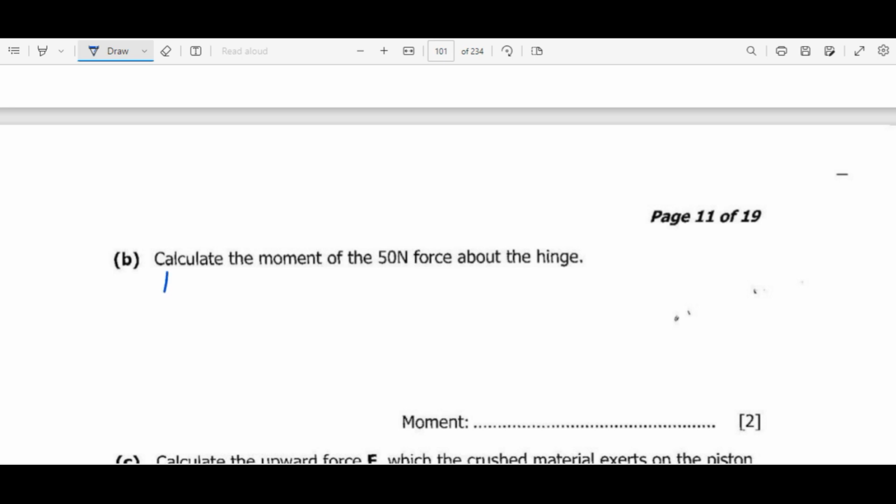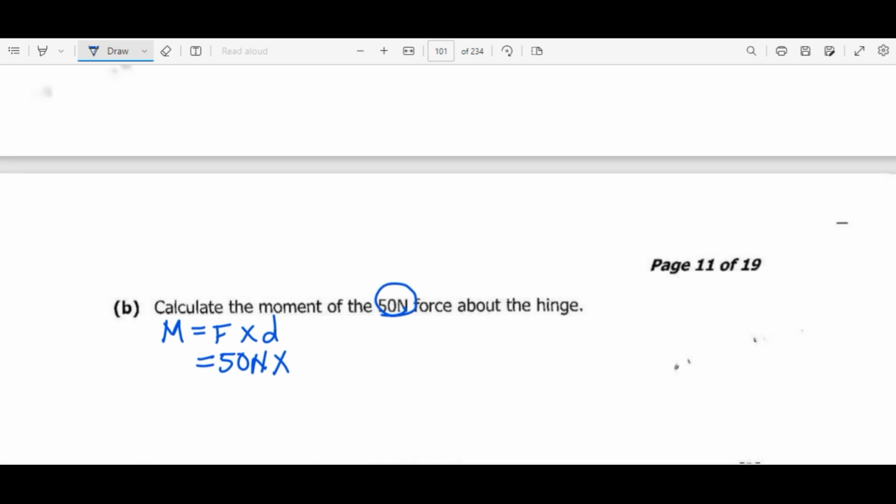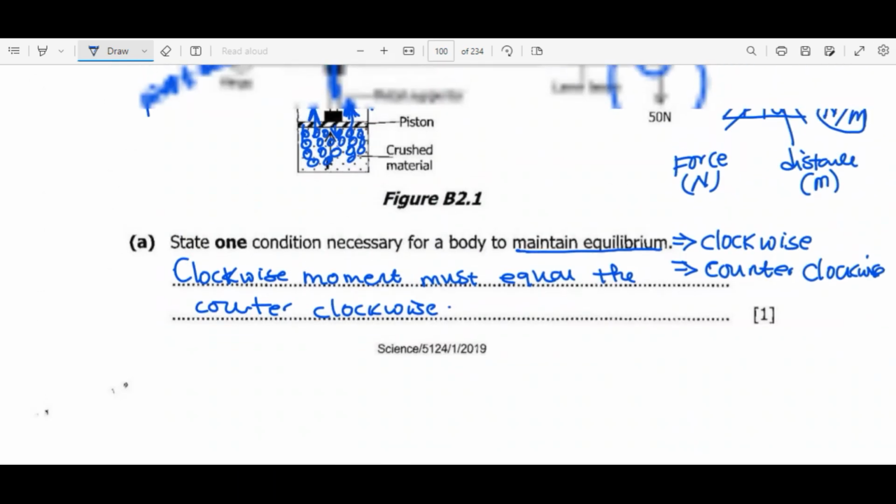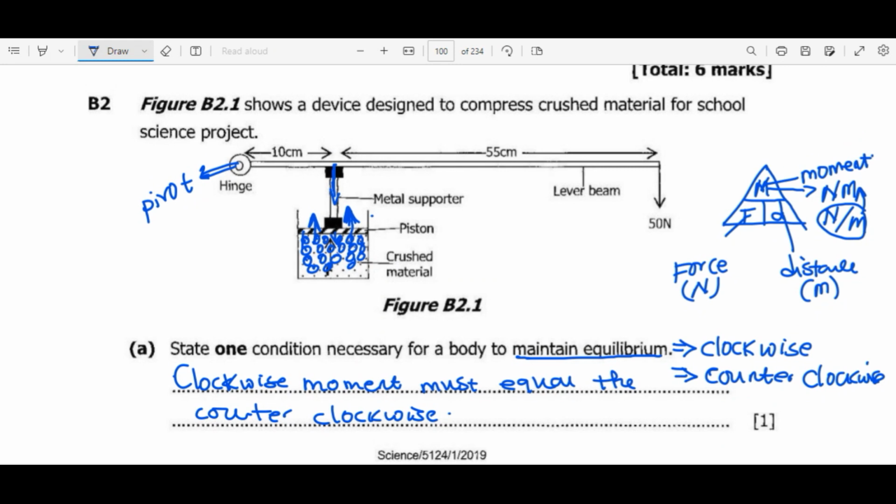So we are saying moment must be given by force and the distance. The force is 50 newtons. So where there is F, we put 50 newtons multiplied by the distance. Now, how do you get the distance whenever you are dealing with calculations of moment? So always the distance must be measured from the pivot up to the point of contact.